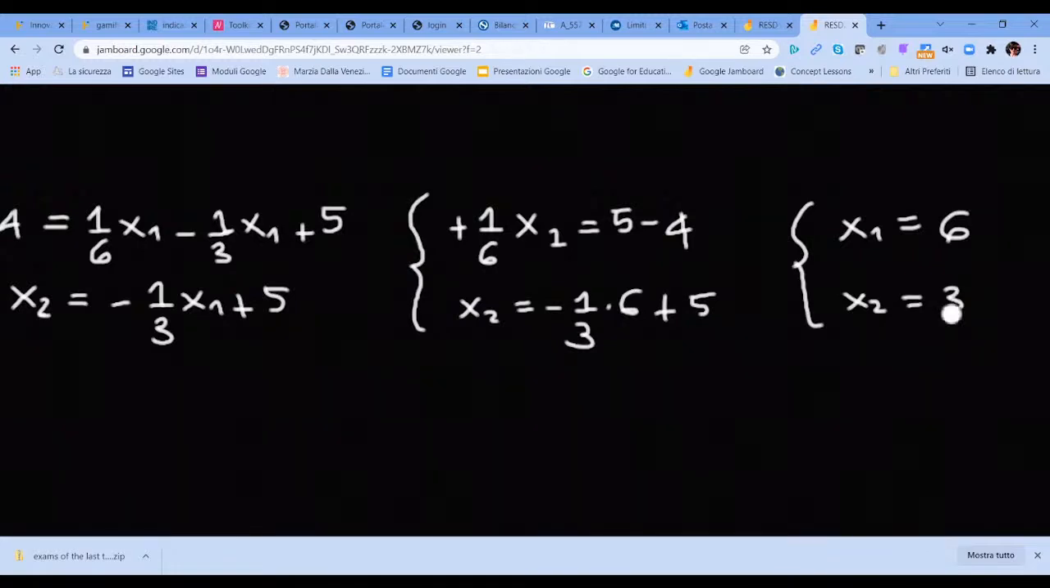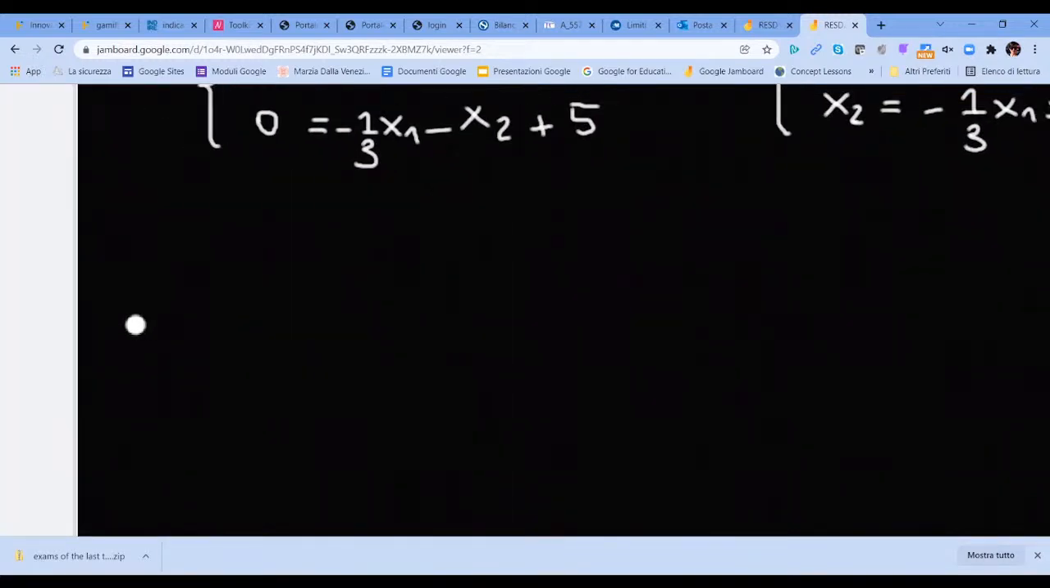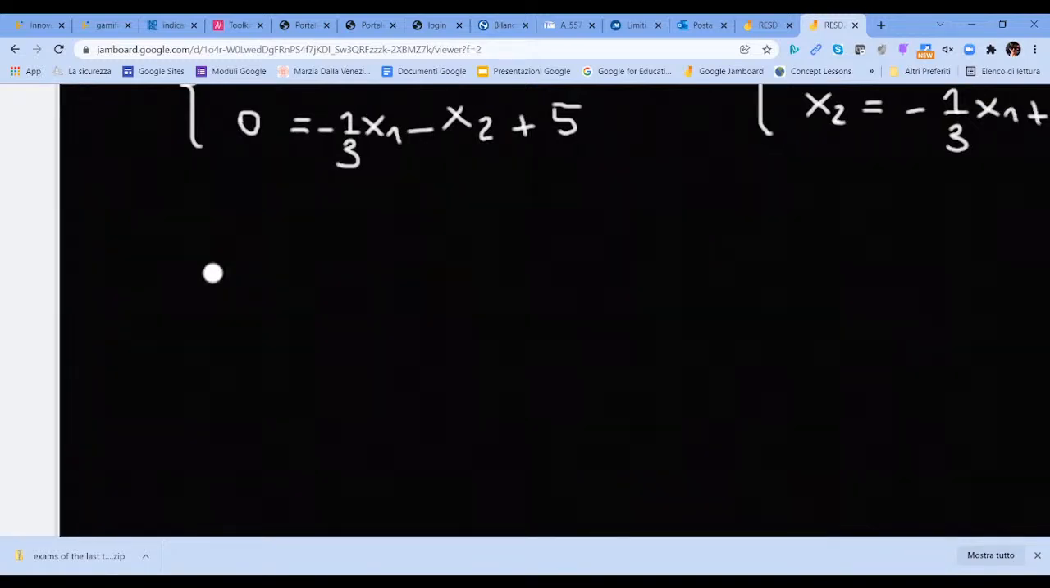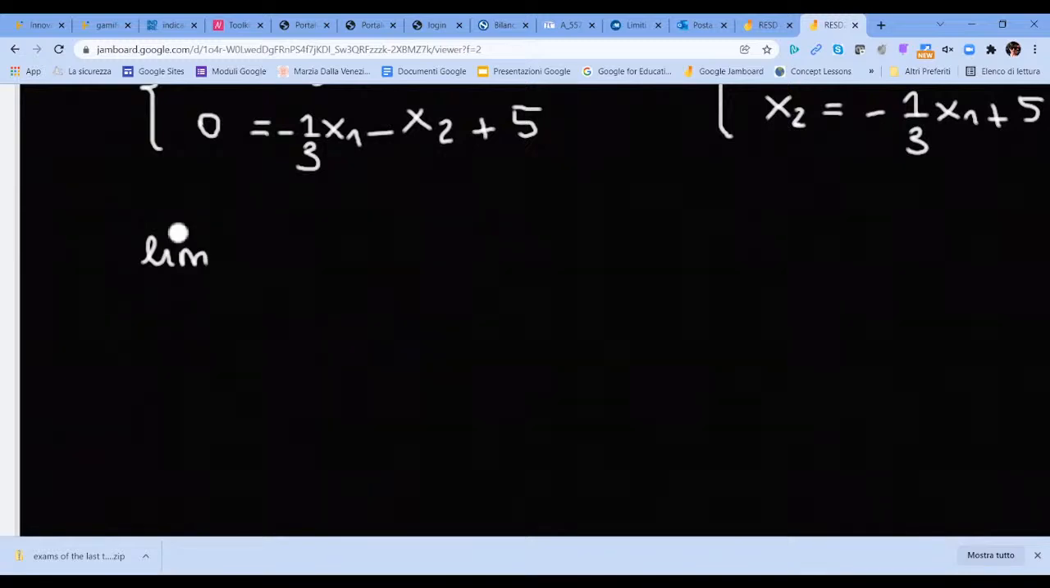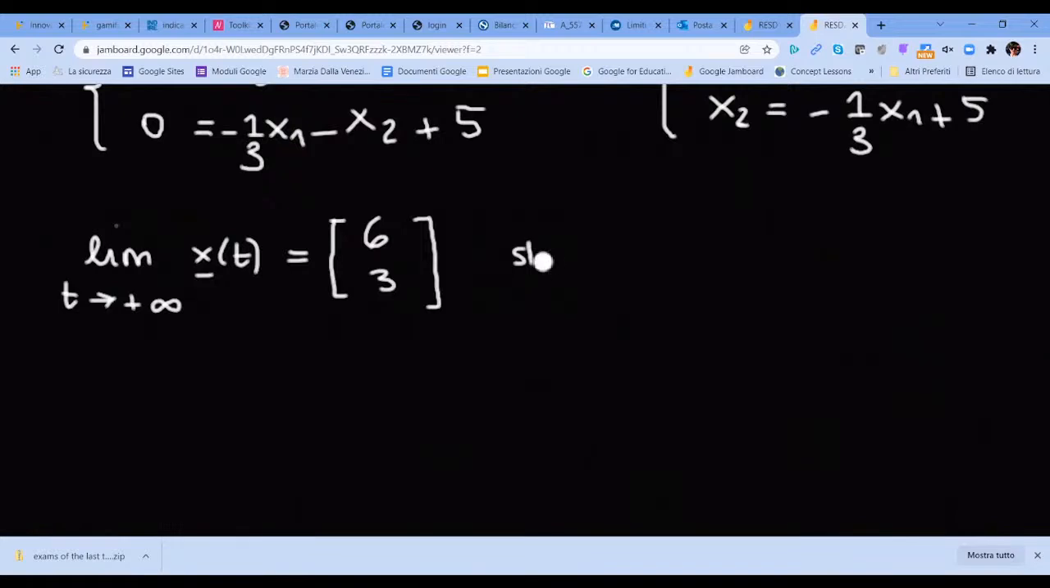Okay, so we have that our steady state, that is the limit of x of t, the value, the vector, for t approaching plus infinity, because normally we think about time. It is a vector. Okay, this is the steady state.